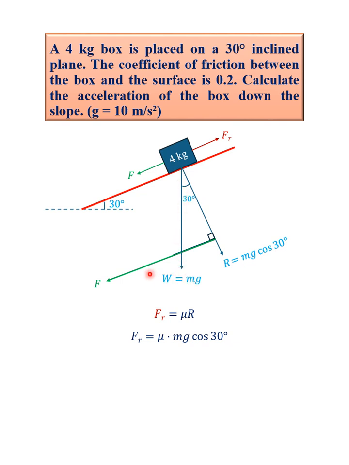What is the relationship between opposite and hypotenuse? It is sine. It means F is W sine 30 degrees. F equals W sine 30 degrees. Again, I've replaced the W with the formula mg. Now we know Fr and we know the parallel force.